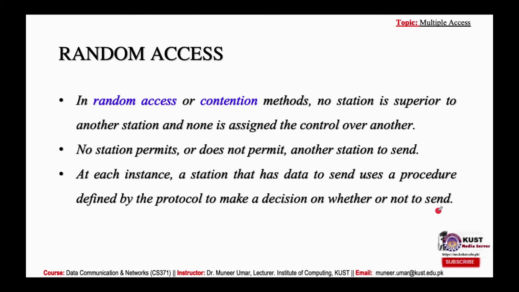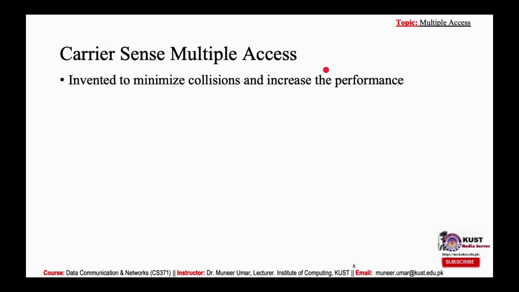If a node wants to send some data, then it must follow a procedure for sending that data. According to that procedure, the node would either send that data at the same time or wait for a suitable time to send its data. Now we have carrier sense multiple access, CSMA.